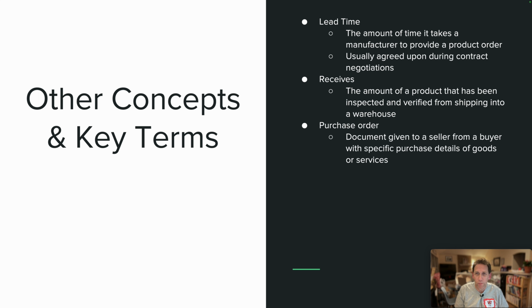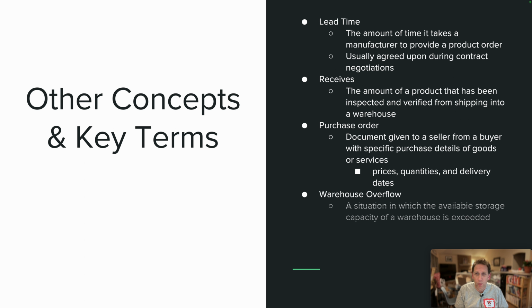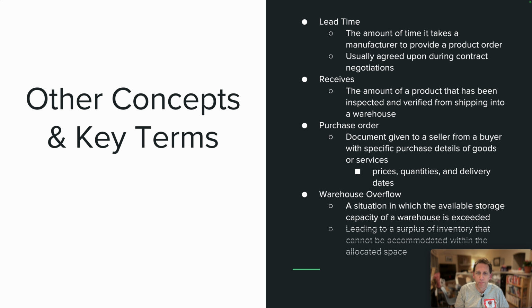A purchase order is a document given to a seller from a buyer with specific purchase details of goods and services. This includes prices, quantities, and delivery dates. Warehouse overflow is a situation in which the available storage capacity of a warehouse or a storage area is exceeded. So you've got more than you've got room for. This leads to a surplus of inventory that cannot be accommodated within the space that you have.